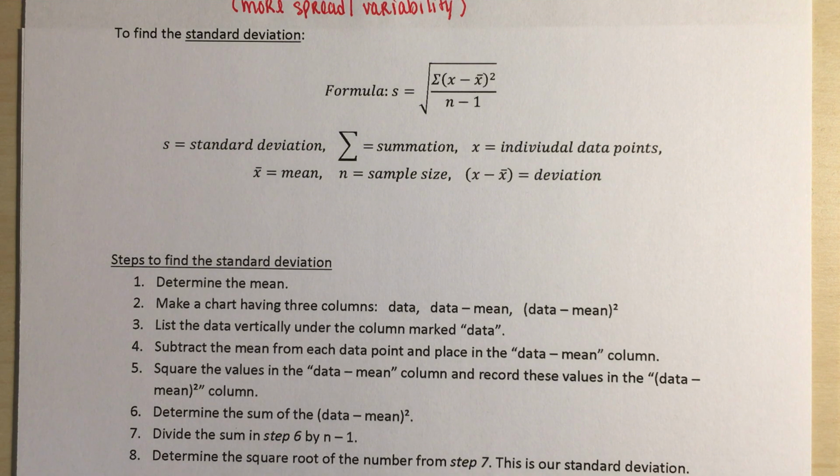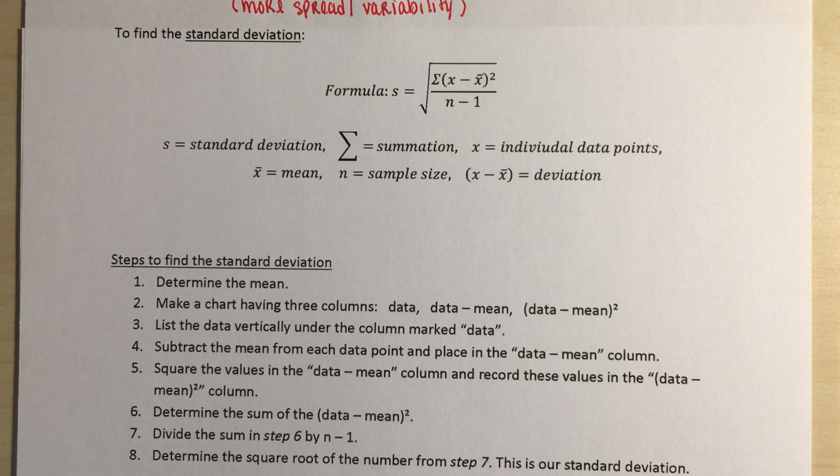Then we're going to square those values and record those values in the data minus mean squared column. Remember that when we square a negative, it turns positive. So that means that our second column could have either positive or negative values for our differences, but then when we square them, our last column should always be all positive. Right? So then we're going to take all of these positive squared values, add them up, so determine the sum. So that's that summation part on the top of our formula.